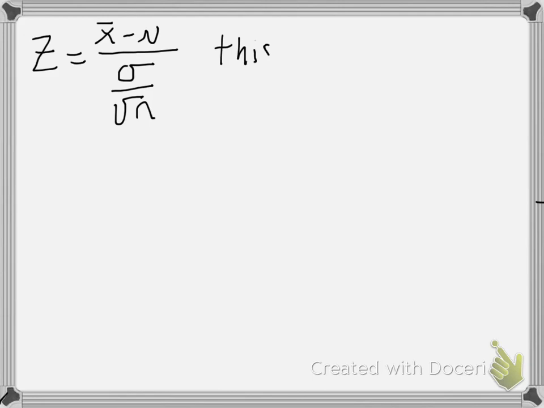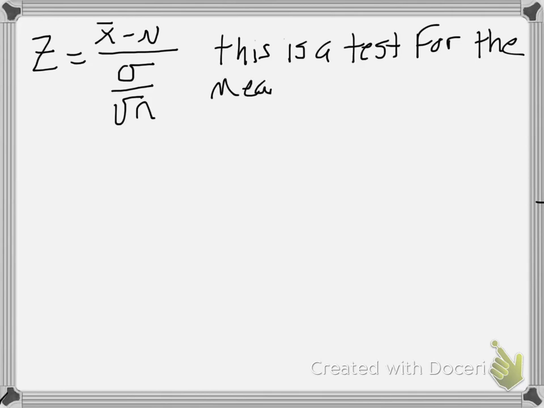Now remember, we've learned this before. We know what a z-test is. Z is the observed x bar minus mu over the standard error. In a lot of cases, it's going to be sigma over the square root of n, because we're not going to do just one test. Also, remember, this is a test for the mean of a population.